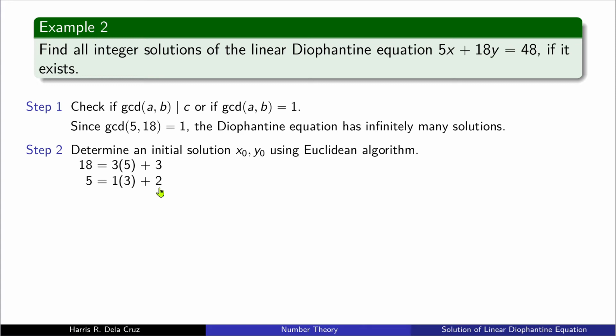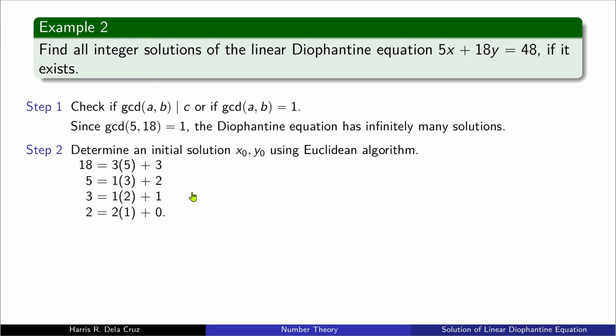Divide 3 by 2. So you have 3 is equal to 1 times 2 plus 1. Finally, divide 2 by 1. So you get 2 equals 2 times 1 plus 0. So the remainder now is 0. Therefore, the GCD is the last non-zero remainder, which is 1. As expected, of course. But the purpose of this Euclidean algorithm is for us to be able to express 1 in terms of 5 and 18.